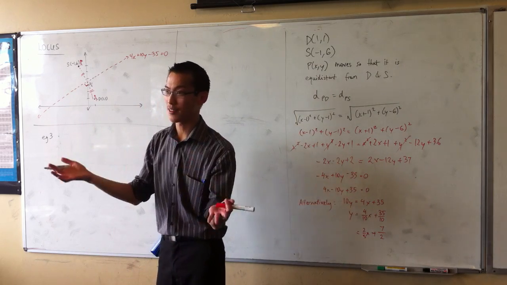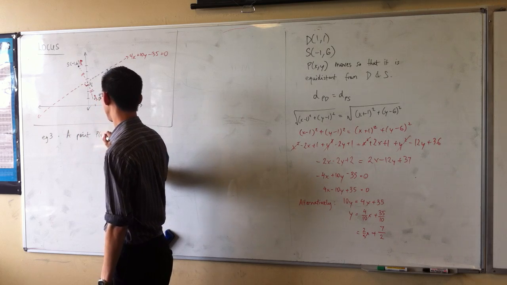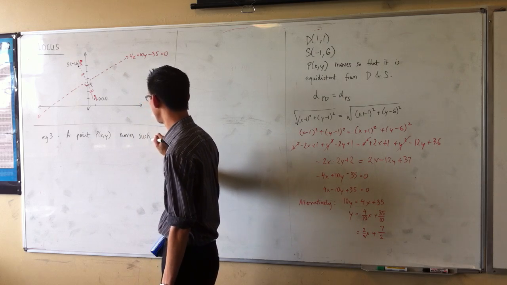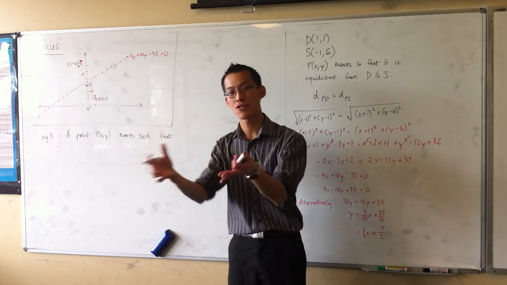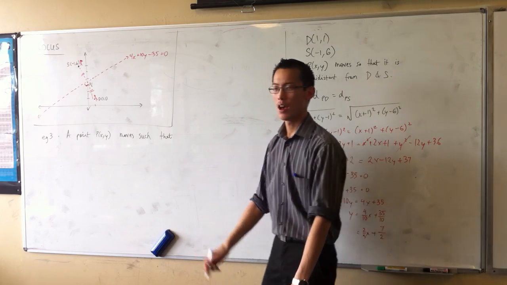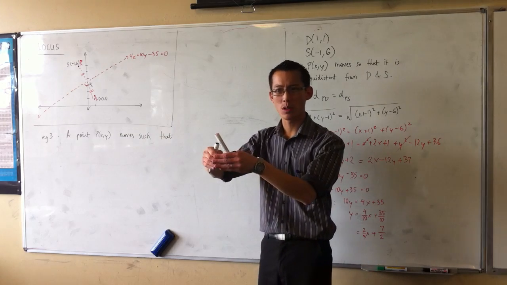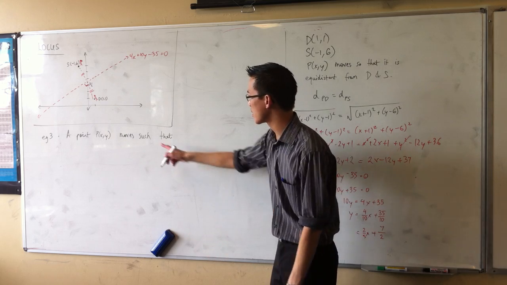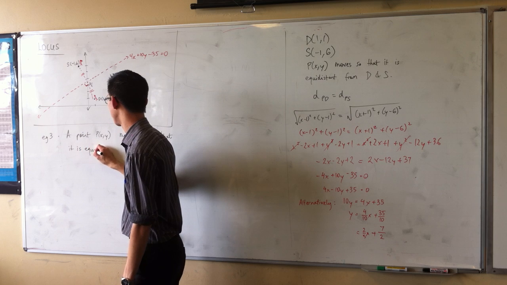So, they all start off the same way, right? A point P moves such that. Now, do you remember what the geometric instructions I gave you were? I said there was a point, a person, and there was also a straight line, the wall. Such that it is equidistant from.